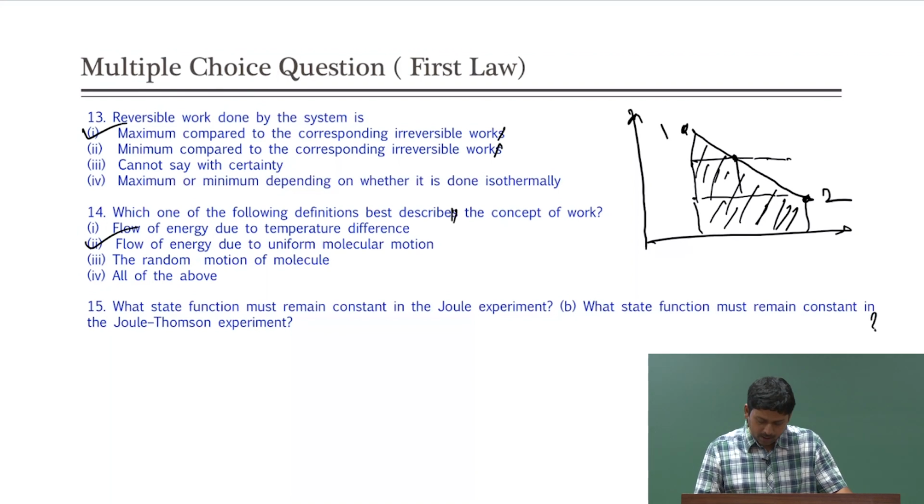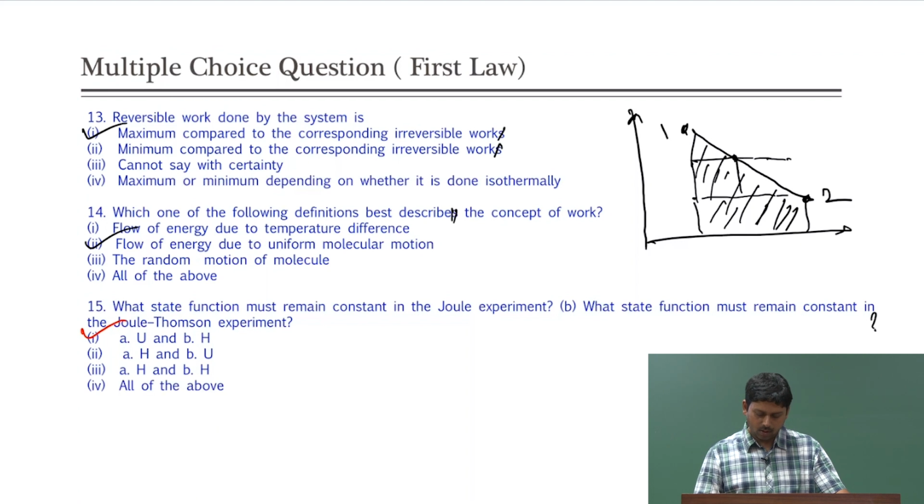Okay, question number 15: what state function must remain constant in the Joule experiment? And question B: what state function must remain constant in the Joule-Thomson experiment? This is an easy question. You know that in Joule's experiment the internal energy remains constant, and in the Joule-Thomson experiment the enthalpy remains constant. So, A U and B H will be the right answer, but let us see the other options. Yeah, the second option is wrong and the other options are also wrong.